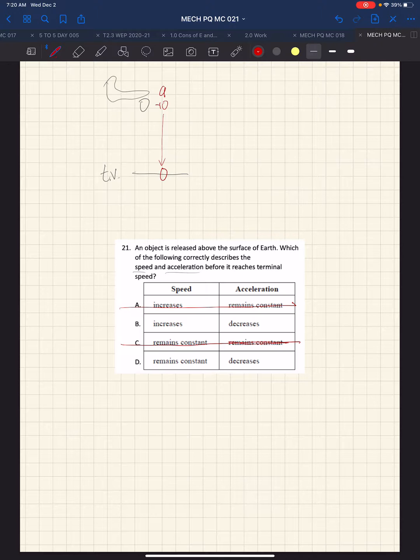Now if we look at the velocity, at the height of the airplane it is 0. And it then increases to some value of terminal velocity. So we can see the velocity is going to increase, or the speed is going to increase. And it definitely does not remain constant. So we see that we have choice B, acceleration decreasing and the speed increasing.